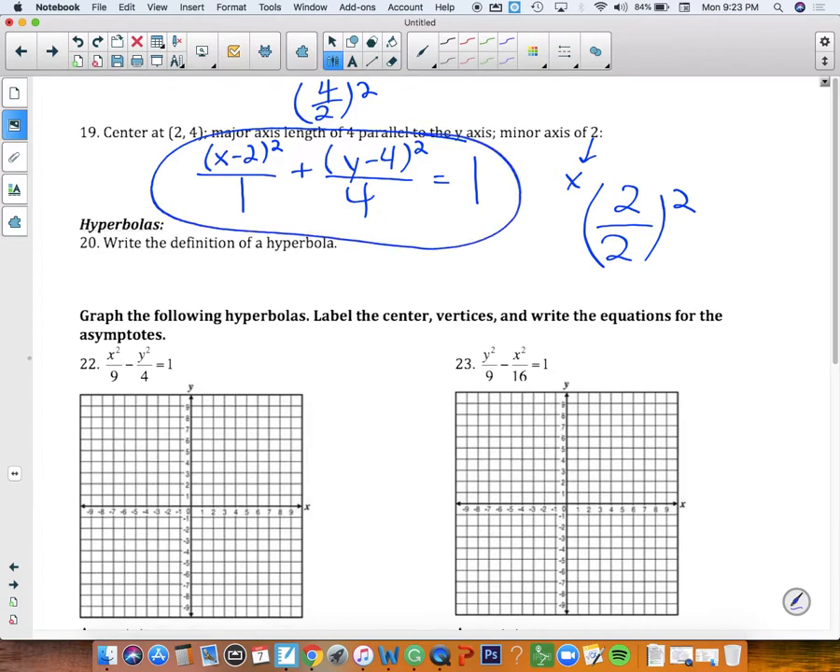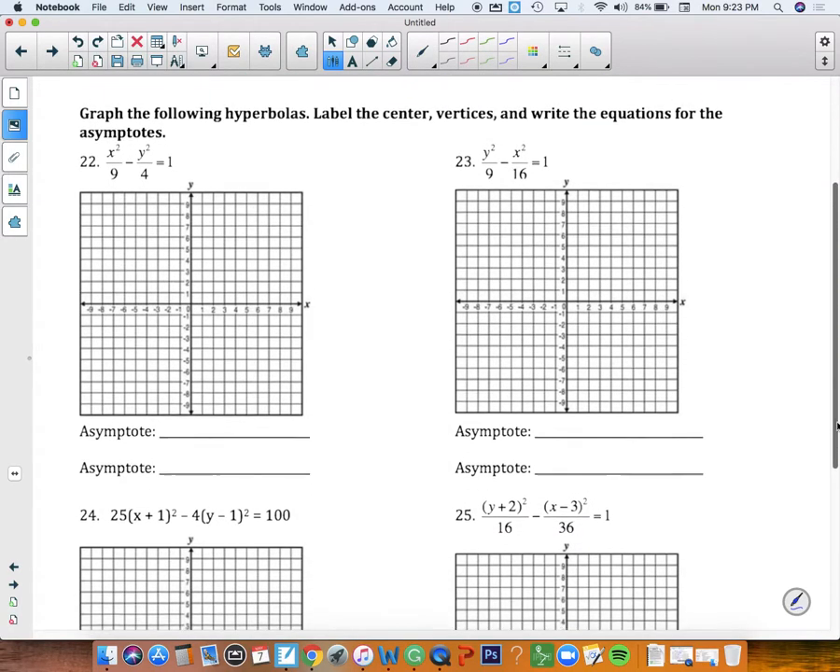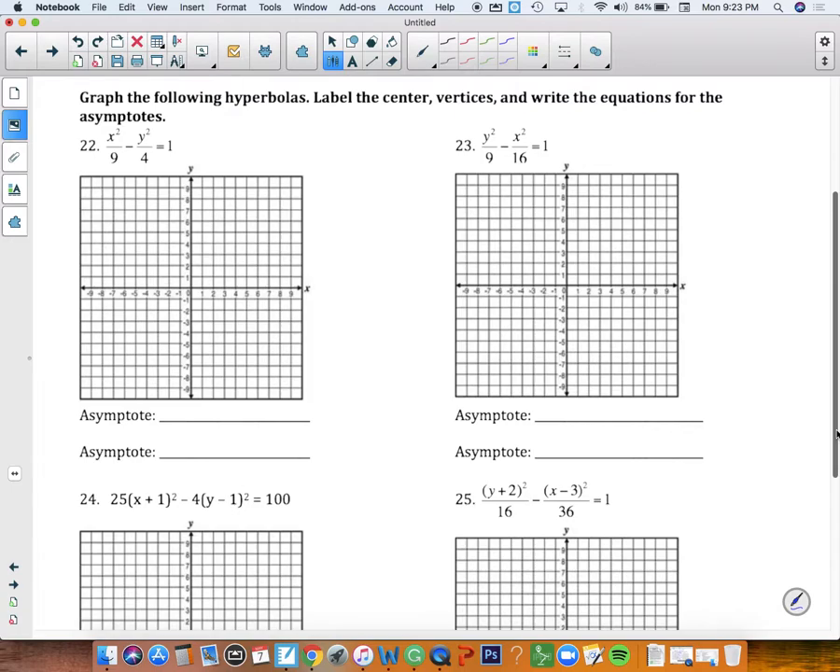The one on the bottom looks kind of goofy, but that's just the way it works out, okay? Because if you went 1 to the right and 1 to the left, you'd have an axis length of 2, okay? And the last one's down here, hyperbolas. Okay, I'll do one of the normal ones and one of the ones that are shifted from 0, 0. All right, and I'll show you how to set up 24.